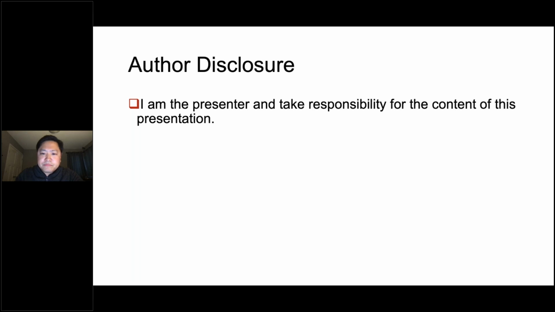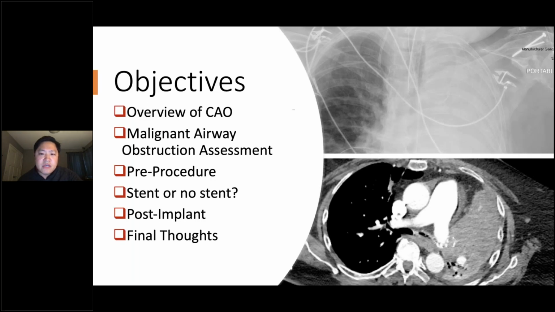Okay, so the objectives. We're going to give you a general overview of central airway obstruction, what it is, how it presents typically, and one of the key things is how you assess it from a patient standpoint. So from the pre-procedure side, what are the different interventions we can do for a patient with central airway obstruction? How do we take care of this patient right after the implant or after any intervention? And then some final thoughts and summary.